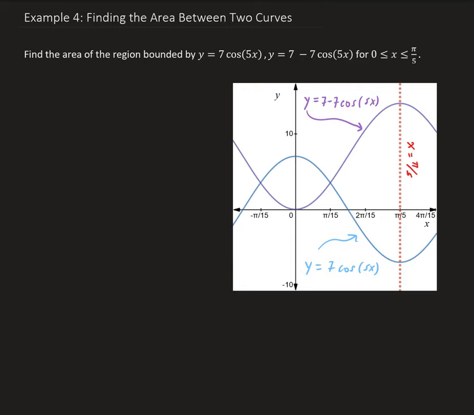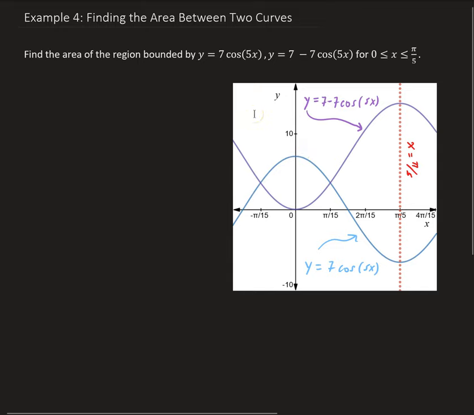In this example, we want to find the area of the region bounded by y equals 7 times cosine of 5x, y equals 7 minus 7 times cosine of 5x, and x going between 0 and pi over 5. Looking at the figure, the graph in purple is 7 minus 7 times cosine 5x, and the one in blue is 7 times cosine of 5x.